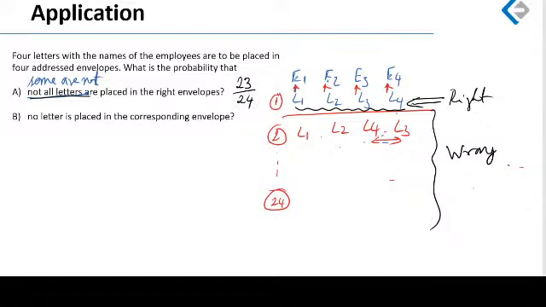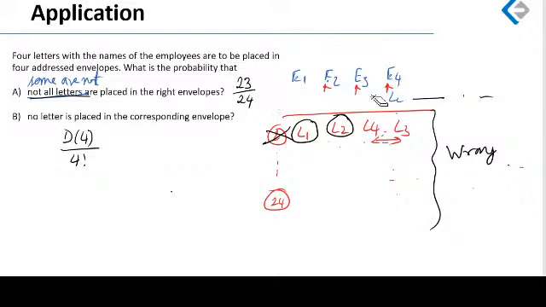What about B? No letter is placed in the corresponding envelope. This will disqualify. This is also disqualified. Why? Because letter 1 is already placed in the corresponding envelope. Letter 2 is also placed in the corresponding envelope. I don't want them. What is this here, friends? Derangement for 4 divided by 4 factorial. What is 4 factorial? That is the total. Out of the total, how many ways are there in which no letter is placed in the corresponding envelope?